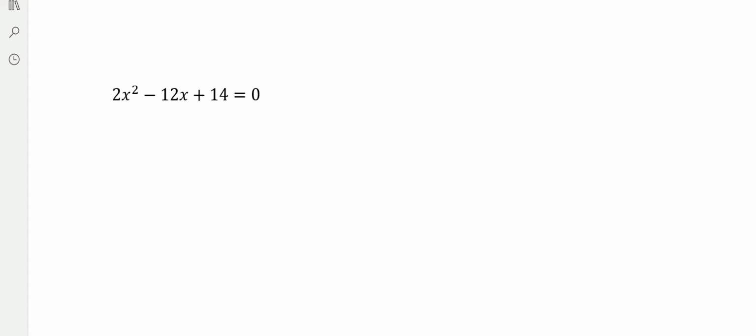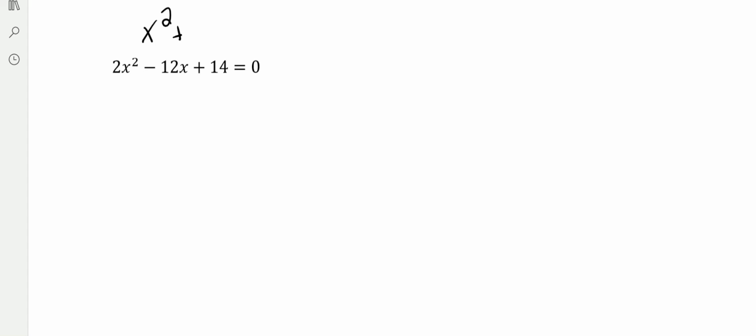Let's look at the last one here. 2x squared minus 12x plus 14. Now for this one, we want it to look like x squared plus bx equals c. First of all, hopefully you noticed we have a problem because we don't have a 1 as our leading coefficient. So we need to make it a 1. So we divide everything by whatever our leading coefficient happens to be, and in this case, it's a 2.